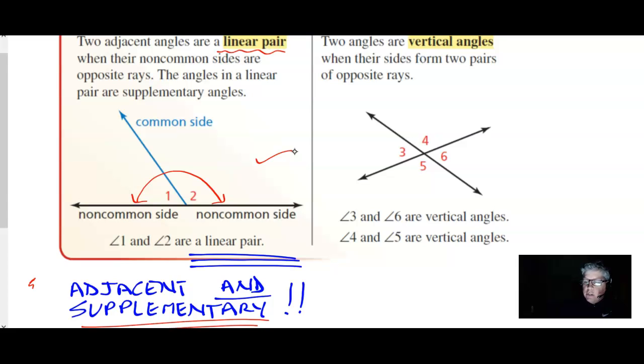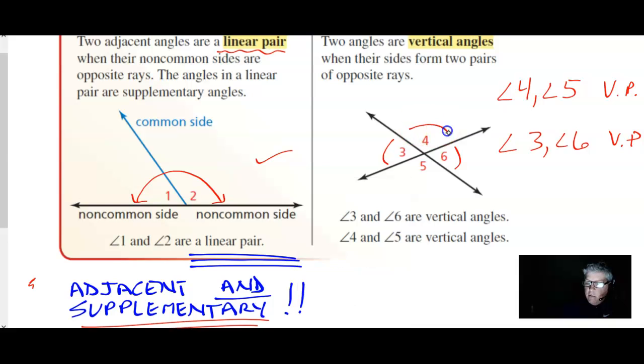Hey, vertical angles are pretty cool. That's when we have two intersecting lines. We actually get two pairs of vertical angles. Angle 4 and angle 5 is a vertical pair, and angle 3 and angle 6 are a vertical pair. And just think of it as opposites. So those two are equal, and these two are equal. Always. Makes sense, doesn't it? Okay.